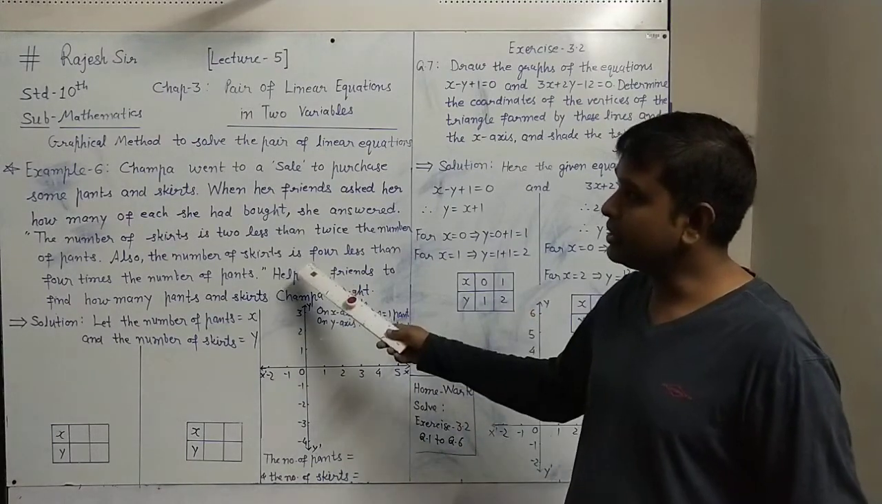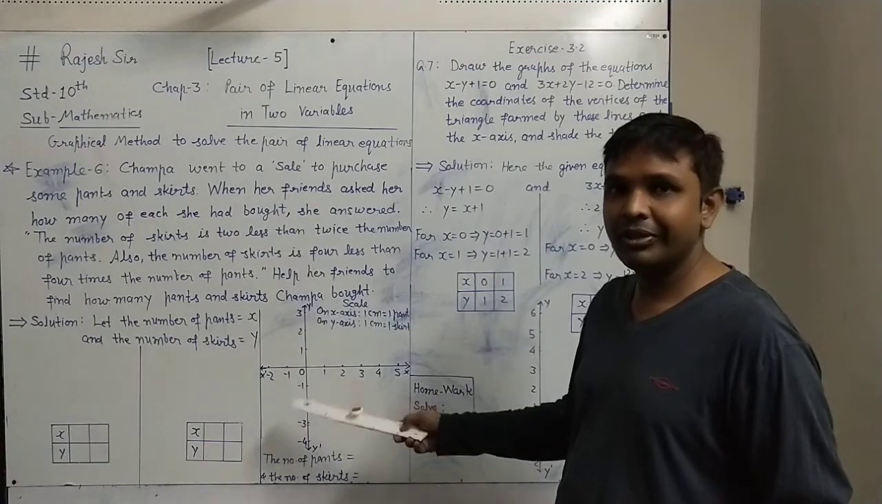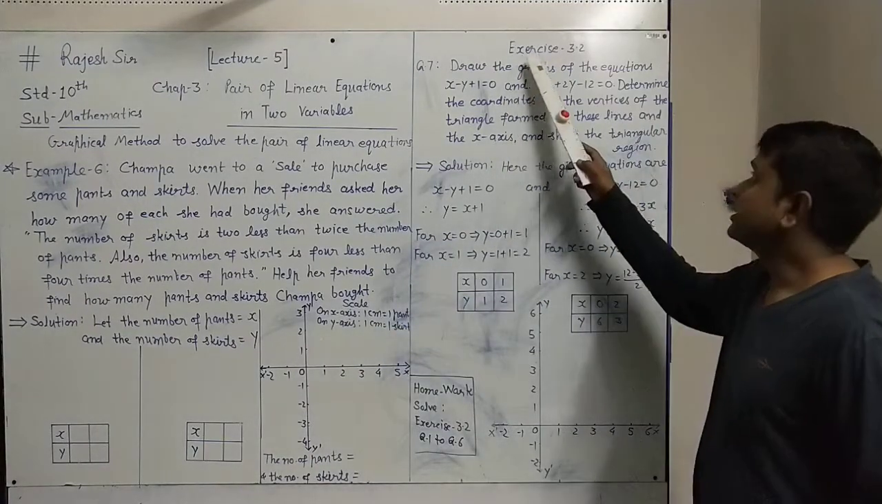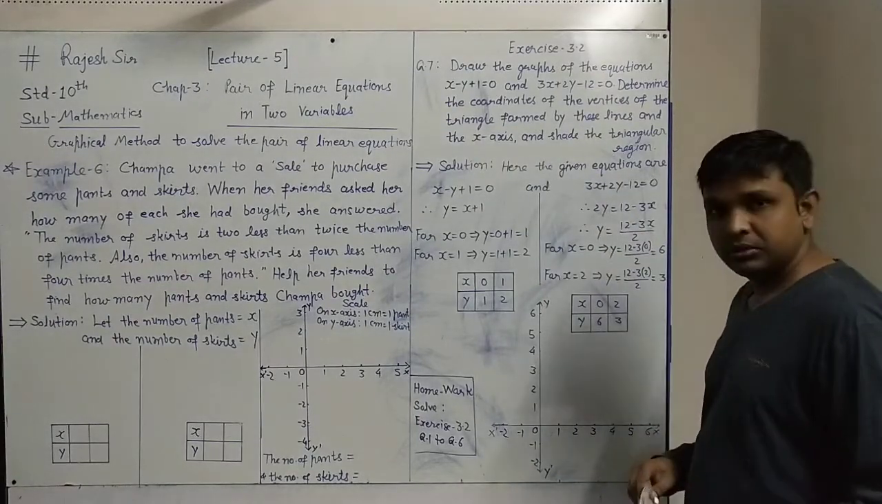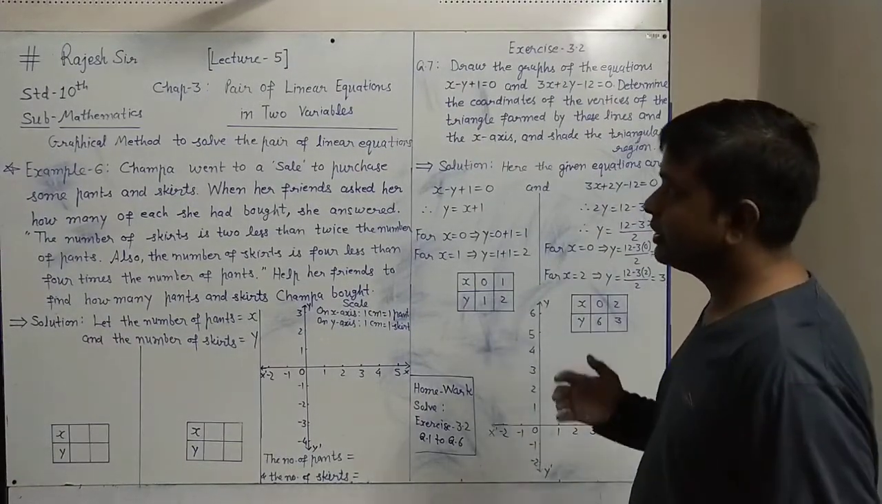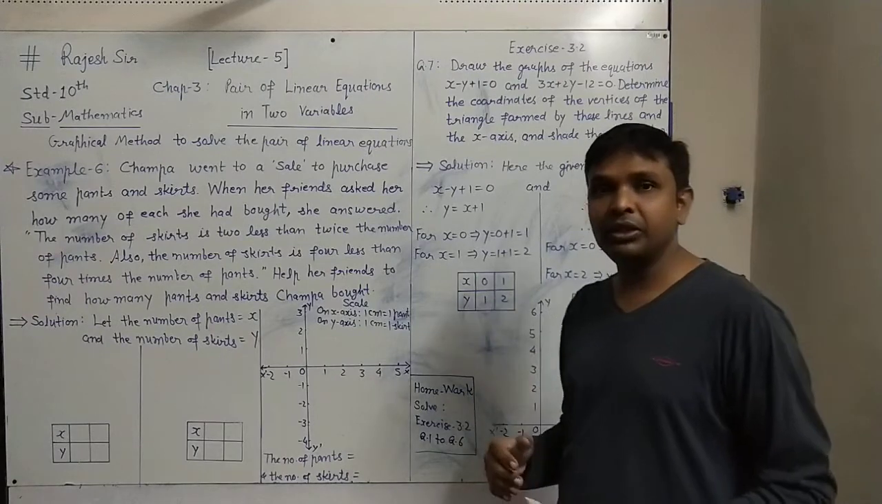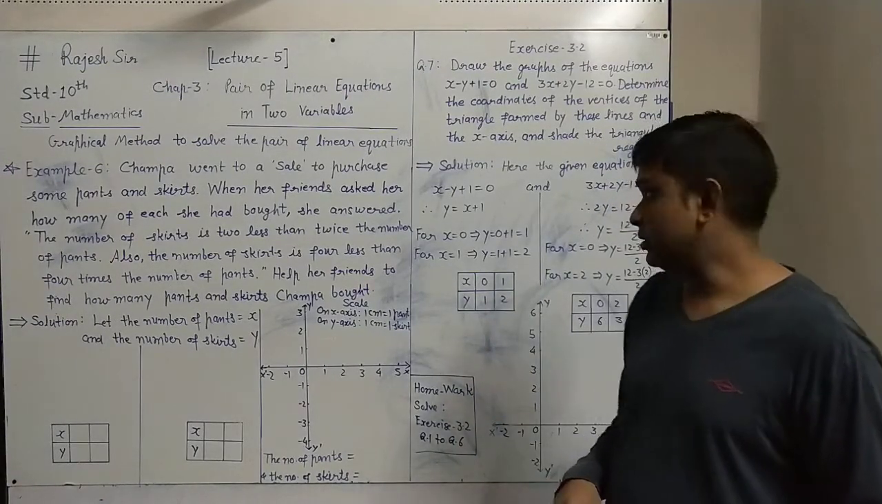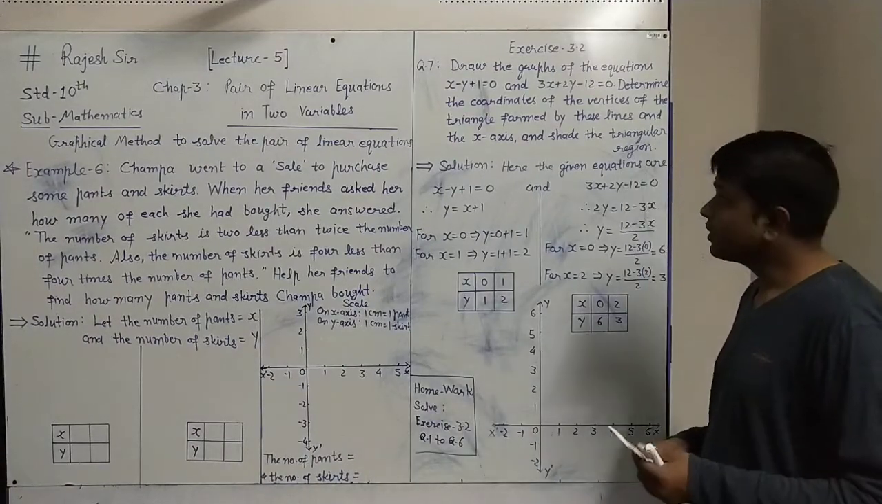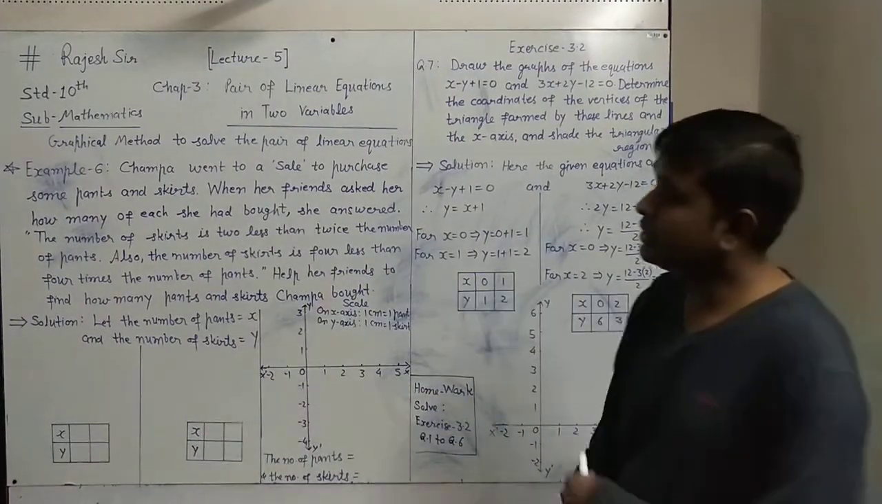One is example 6, which we will do by the graphical method, and exercise 3.2 question number 7 I have also solved, to show how to get the solution of the pair of equations by the graphical method. So first we start with example 6.